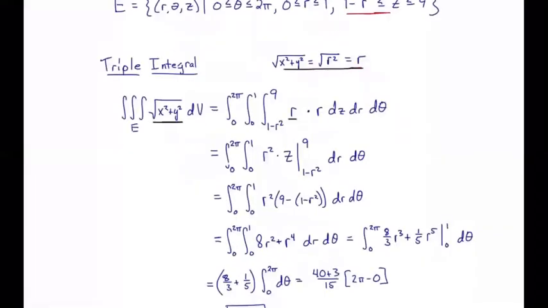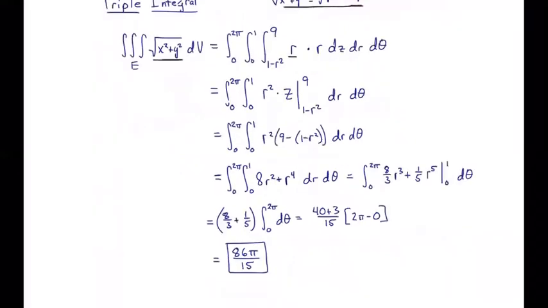And while 0 is not going to contribute anything, it'll be minus 0. And then when r is 1, we have 8/3 plus 1/5. I've moved that constant out to the front of the integral. So 8/3 plus 1/5 is out front, times the integral from 0 to 2 pi of d theta, which is just theta evaluated from 0 to 2 pi, which is 2 pi minus 0. With a common denominator, it's 43 over 15, and in the end, the result is 86 pi over 15.